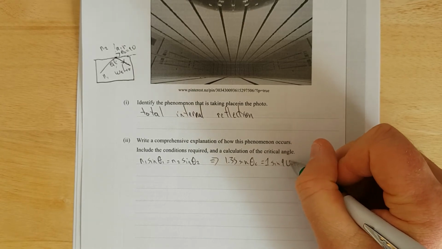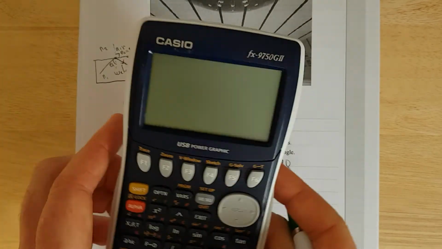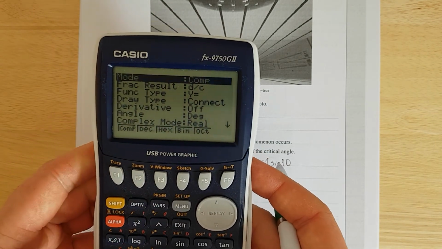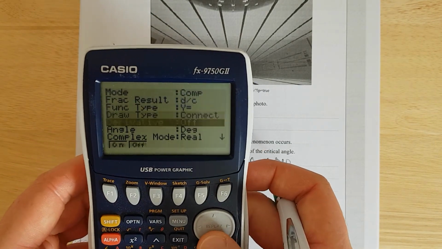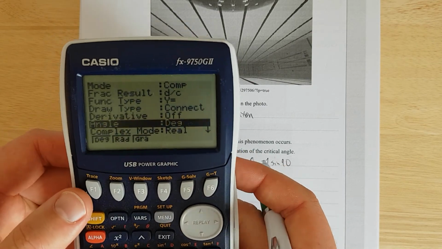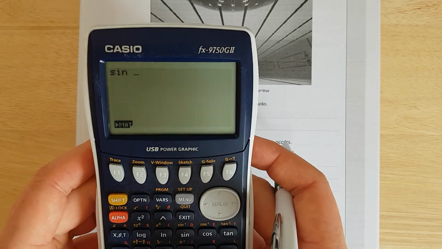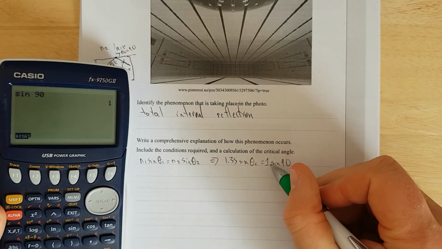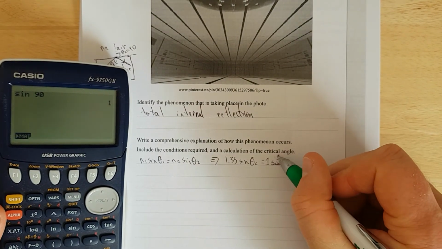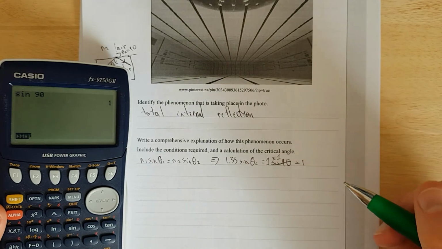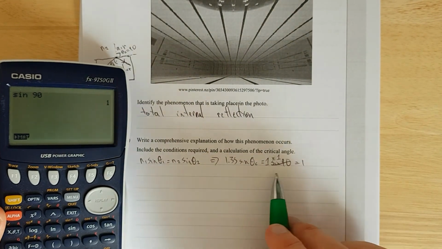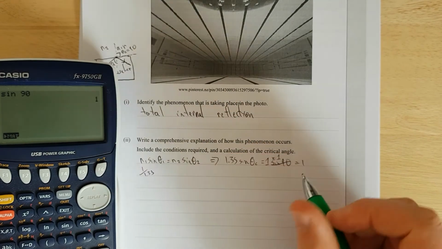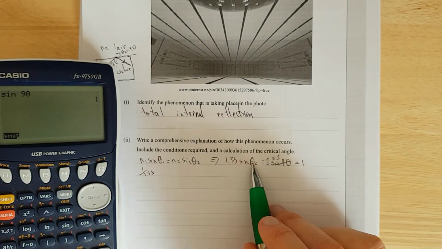90. If you do sine 90 in your calculator, I'll just turn my calculator on and check it's on degrees. Cool. You need to always make sure your calculator's on degrees, not radians. Sine 90 equals 1. So we can just cross this out and just have 1. And 1 times 1 equals 1. So in other words, 1 over 1.33 would equal sine of the critical angle.